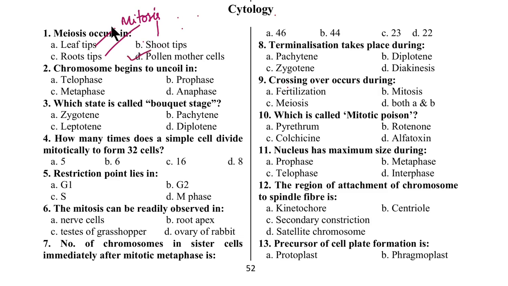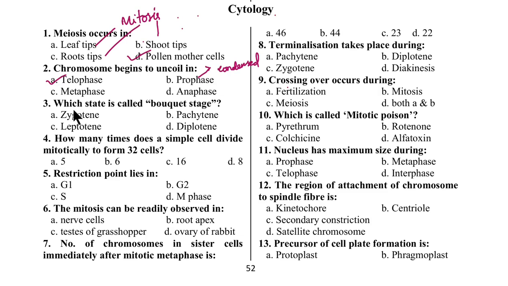Second: chromosomes begin to uncoil in which of the following? The first option here is telophase, and that is the right answer. In prophase, the chromosomes get condensed, and in metaphase the chromosomes are still condensed, and the same is the case in anaphase, where the chromosomes are separating.